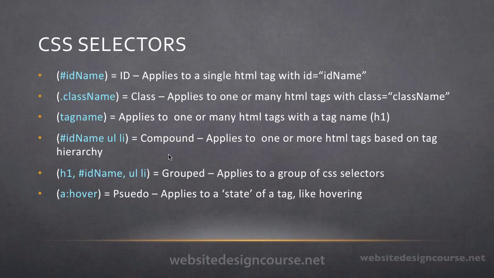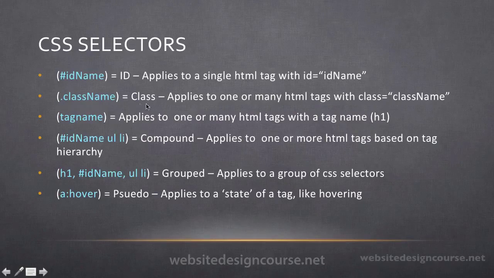The first type here on the list is what we call an ID selector. Now, an ID selector applies to a single HTML element via id equals ID name. And we're going to look at examples of each one of these in the next video tutorial. So don't worry about memorizing these quite yet. It'll make sense here in just a minute.